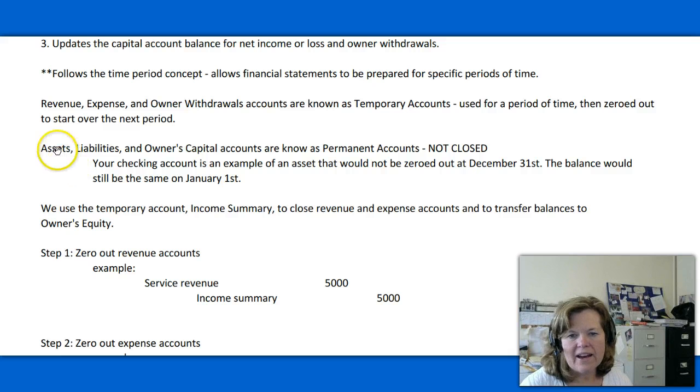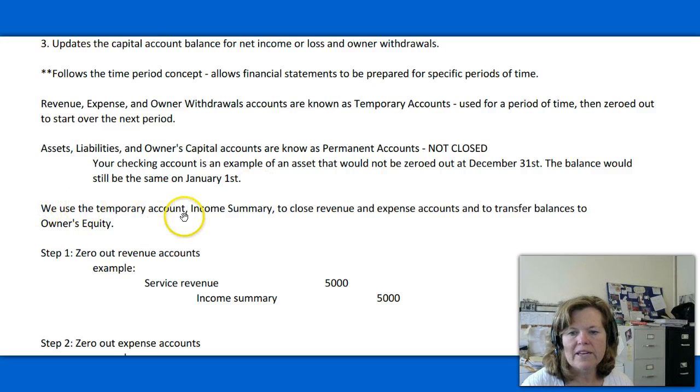That's what happens with assets, liabilities, and owner's capital accounts. They're permanent accounts. They continue on in time. So if you close the day on December 31st with $5,000 in your checking account and no other transactions happen, when you start up on January 1st, you're still going to have that dollar amount in the checking account. Okay, so assets, liabilities, and owner's capital accounts all behave that way. We don't zero those out each period.